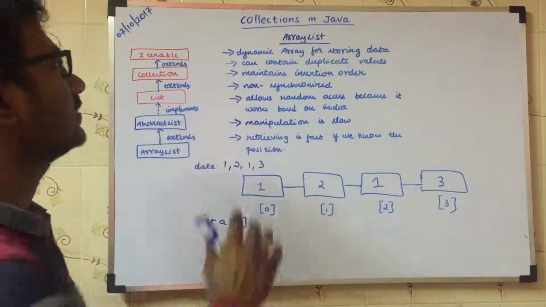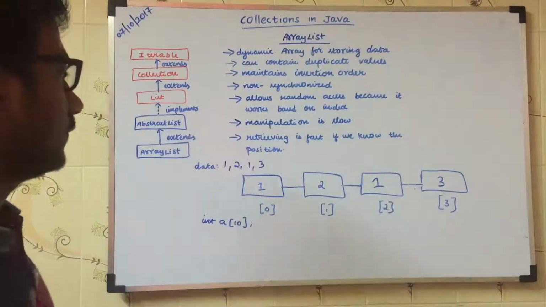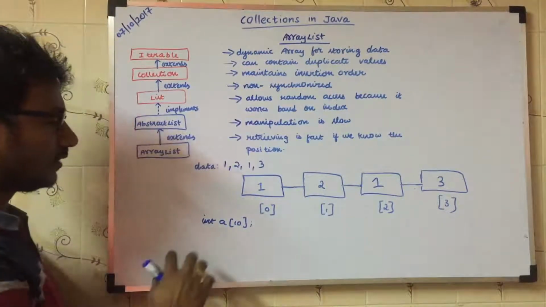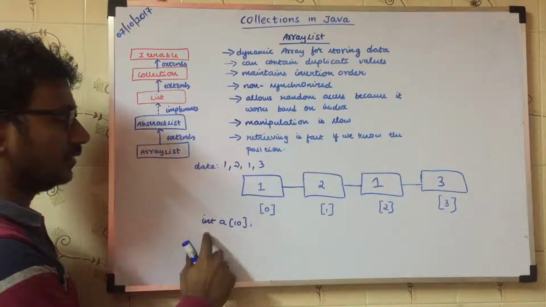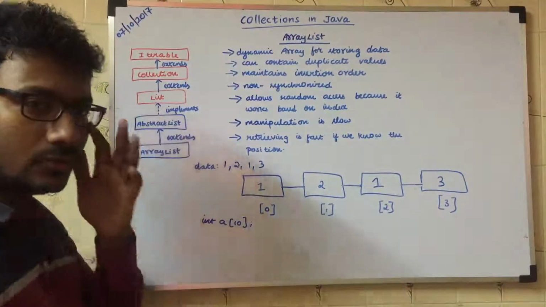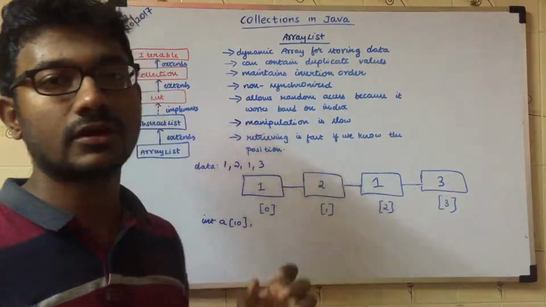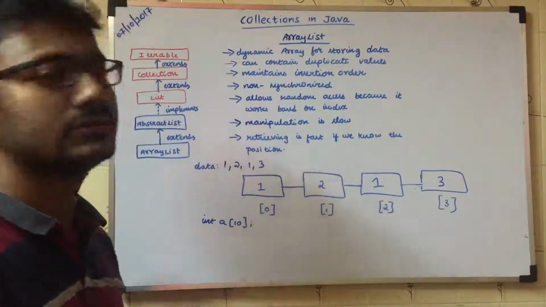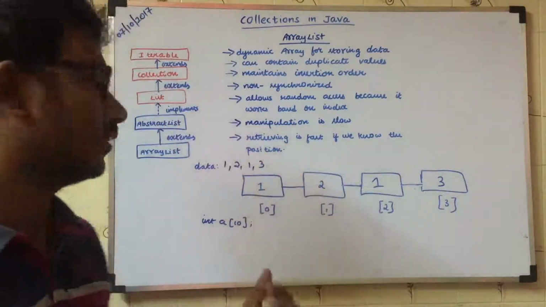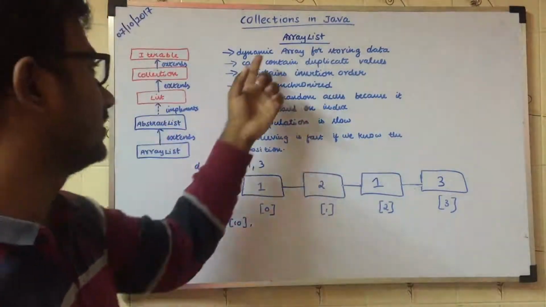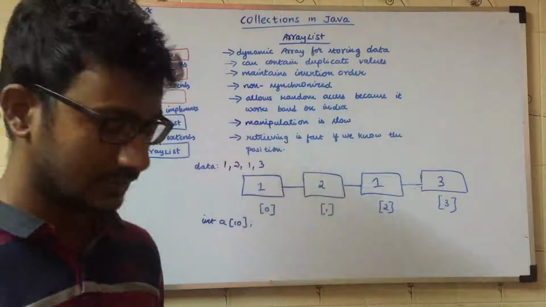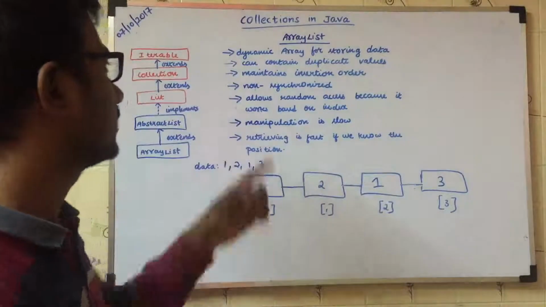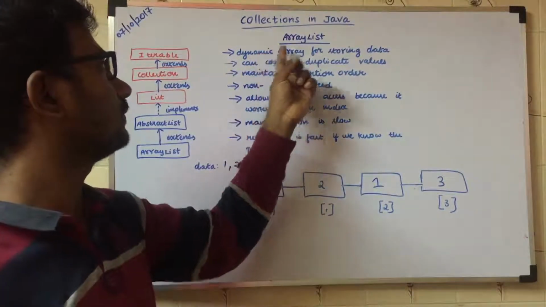What is ArrayList? It's a dynamic array for storing data. If you have some basic knowledge of Java, then you would know this syntax. Here we have declared an array of type int with size 10. The drawback of an array is that we have to define the size. If you add an 11th element here, it would throw an ArrayIndexOutOfBoundsException because the memory is defined. Whereas here it dynamically extends, it dynamically increases its memory when the memory overflows. That's the main feature of ArrayList.